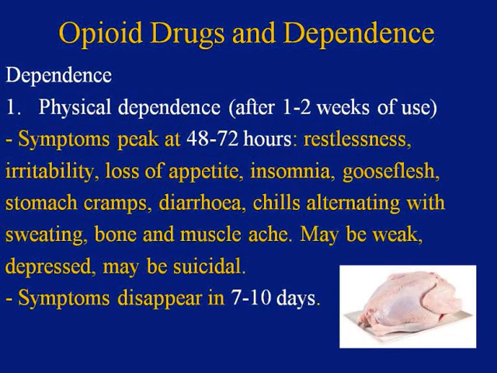Symptoms get worse in about 48 to 72 hours if the patient still does not get the drug. In that time frame, a patient feels restless and irritable, cannot eat, cannot sleep, and they get bumps on the skin called goose flesh, which is why this is sometimes called cold turkey, because that's how the skin of a turkey looks. They get diarrhea, body ache, and may feel very depressed, so this is a very, very difficult time for the patient for the 48 to 72 hours. And finally, if they can last this long, in about 7 to 10 days, all these symptoms disappear.